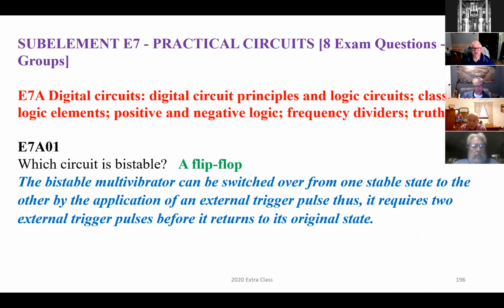Okay, which circuit is bistable? That would be a flip-flop. Yeah, important thing to remember about a flip-flop is once you move it to one state, it isn't going to bounce back unless you trigger it to go back. So you need a trigger to flip it back and forth. So if you imagine a light switch, you have to flip it up to turn it on and flip it down to turn it off. So that's kind of a crazy analogy.